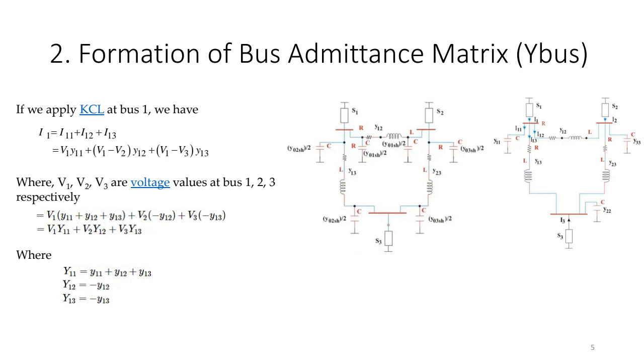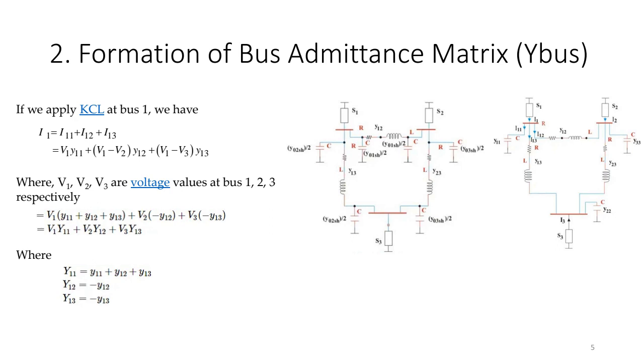For I11, we can apply Ohm's law, that is current equals voltage times admittance, and the same thing for I12 and I13. Finally, we have an equation derived: I1 equals V1 Y11 plus V2 Y12 plus V3 Y13. The same principle of Kirchhoff's current law is applied for node 2 and node 3 as well. And finally, you determine the Y-bus matrix for the given power system network.